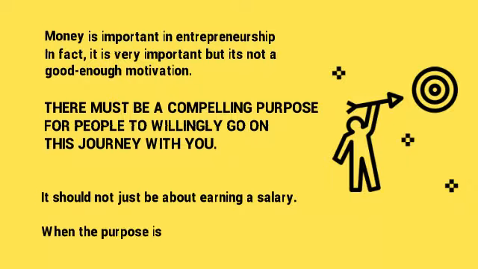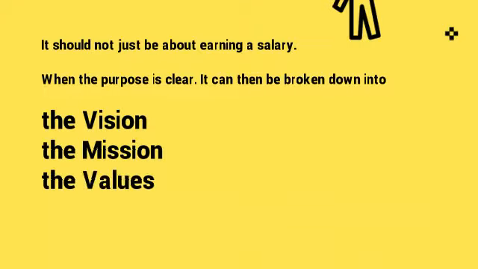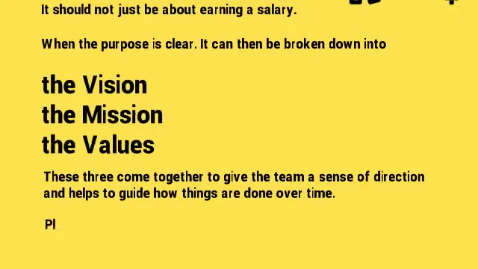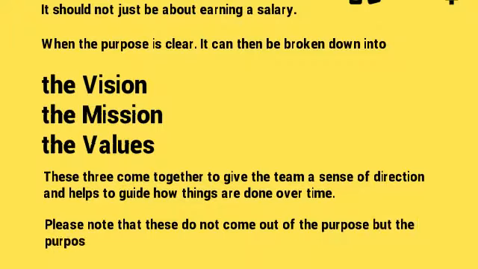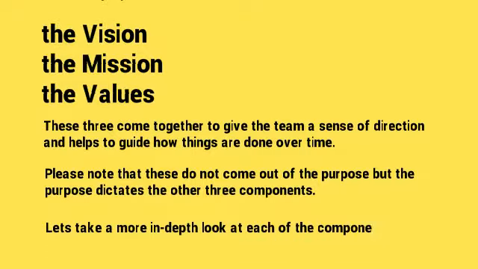When the purpose is clear, it can then be broken down into the vision, the mission, and the values. These 3 come together to give the team a sense of direction and help to guide how things are done over time. Please note that these do not come together to form the purpose, but the purpose dictates the other 3 components. Let's take a more in-depth look at each of the components.